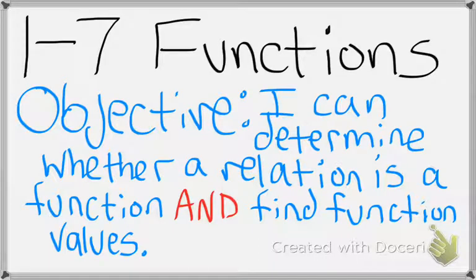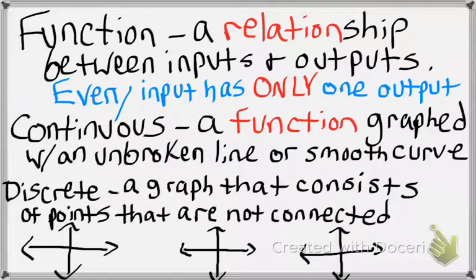In this Algebra 1 video, we're going to talk about Chapter 1, Lesson 7, Functions. Our objective is a two-part objective. As the student, I can determine whether a relation is a function, and I can find function values. Now, let's just focus on the top part of this slide for now. If you want to skip some space for the other stuff, that's fine.